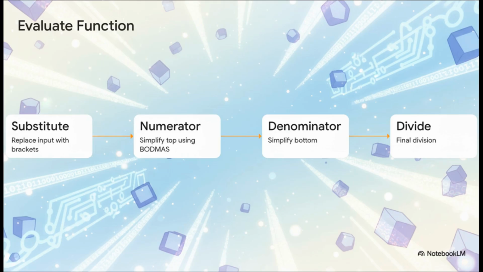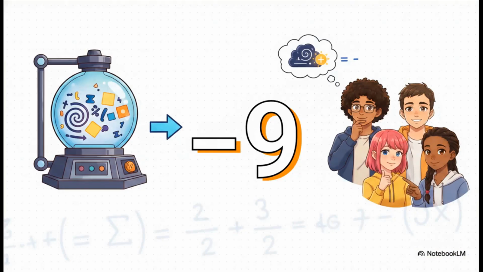And step 4, the final division. We divide our fully simplified numerator by our simplified denominator. So that's -45 divided by +5. And the machine spits out its output. The final correct answer is -9.